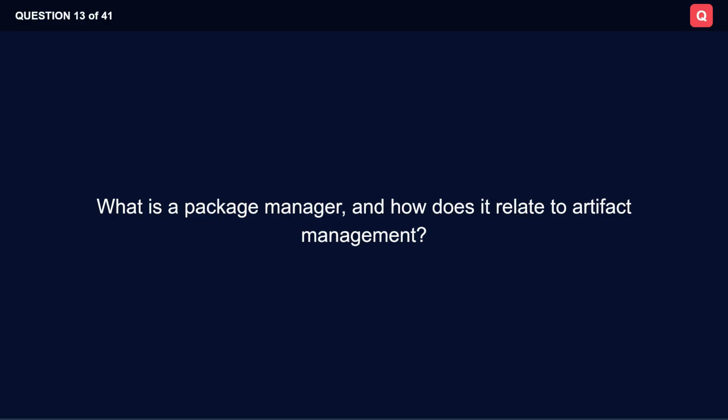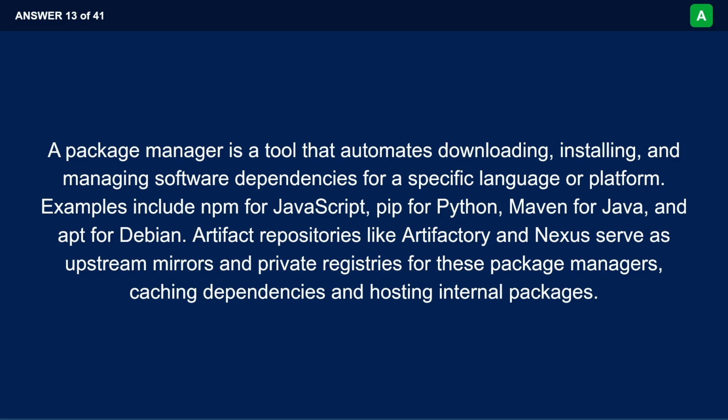What is a package manager, and how does it relate to artifact management? A package manager is a tool that automates downloading, installing, and managing software dependencies for a specific language or platform. Examples include npm for JavaScript, pip for Python, Maven for Java, and apt for Debian. Artifact repositories like Artifactory and Nexus serve as upstream mirrors and private registries for these package managers, caching dependencies and hosting internal packages.